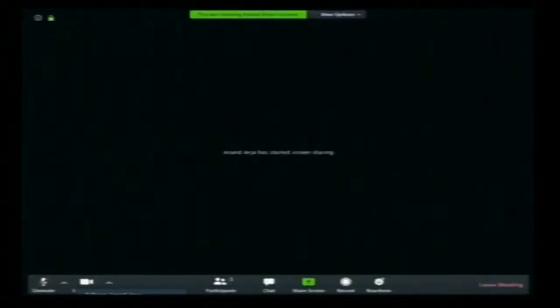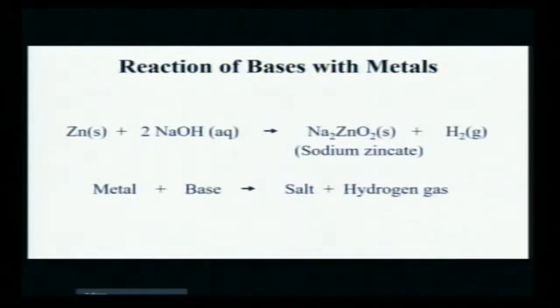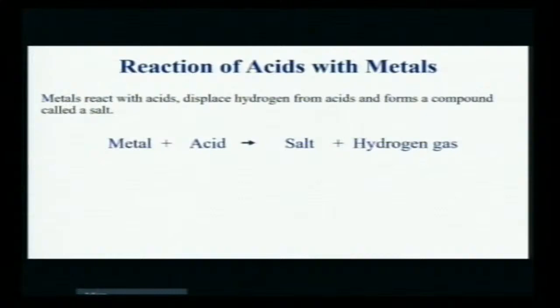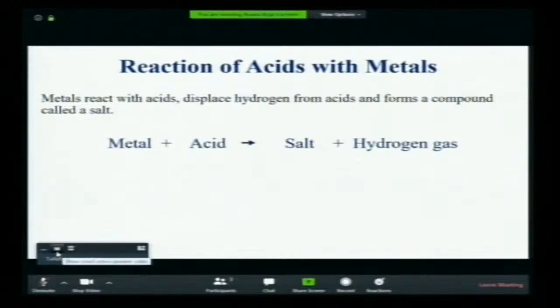Can you think how the metal reacts with acids? Metals react with acids and displace hydrogen from the acids, and they form salt. So this is the reaction: the metals react with acids and they form the salt and the hydrogen gas.